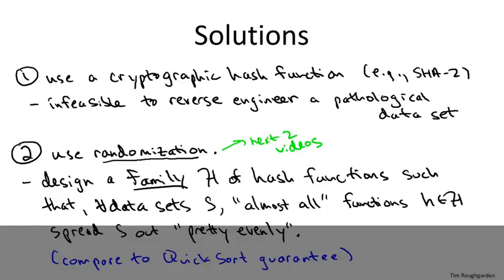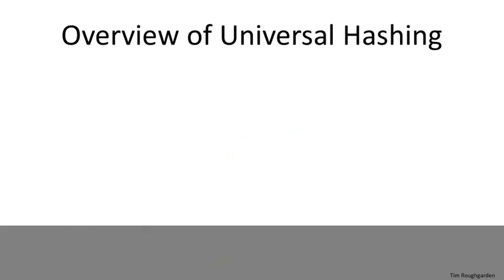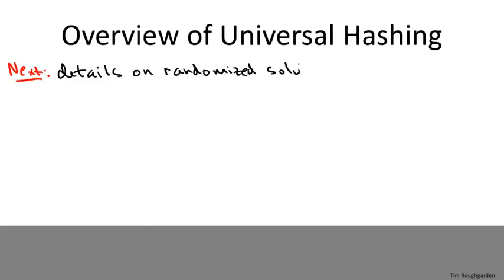So the next couple of videos are going to elaborate on this second solution, using a runtime random choice of a hash function as a way of doing well on every data set, at least on average. Let me give you a roadmap of where we're going to go from here. I'm going to break the discussion of the details of this randomized solution into 3 parts spread over 2 videos.